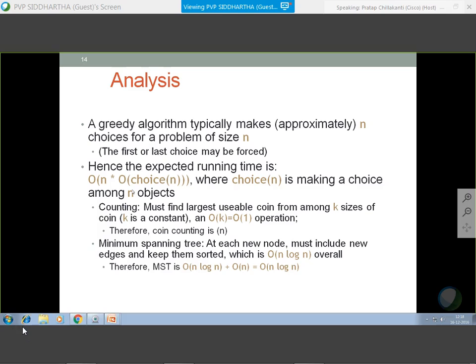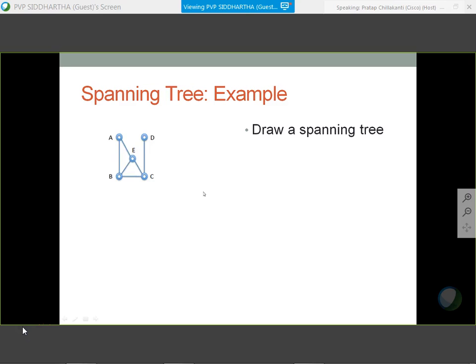So n log n algorithm, that's what it is. We will come back to more complex analysis of these things as we go along. Okay. Go ahead. Next slide. Okay. Leave it like that.